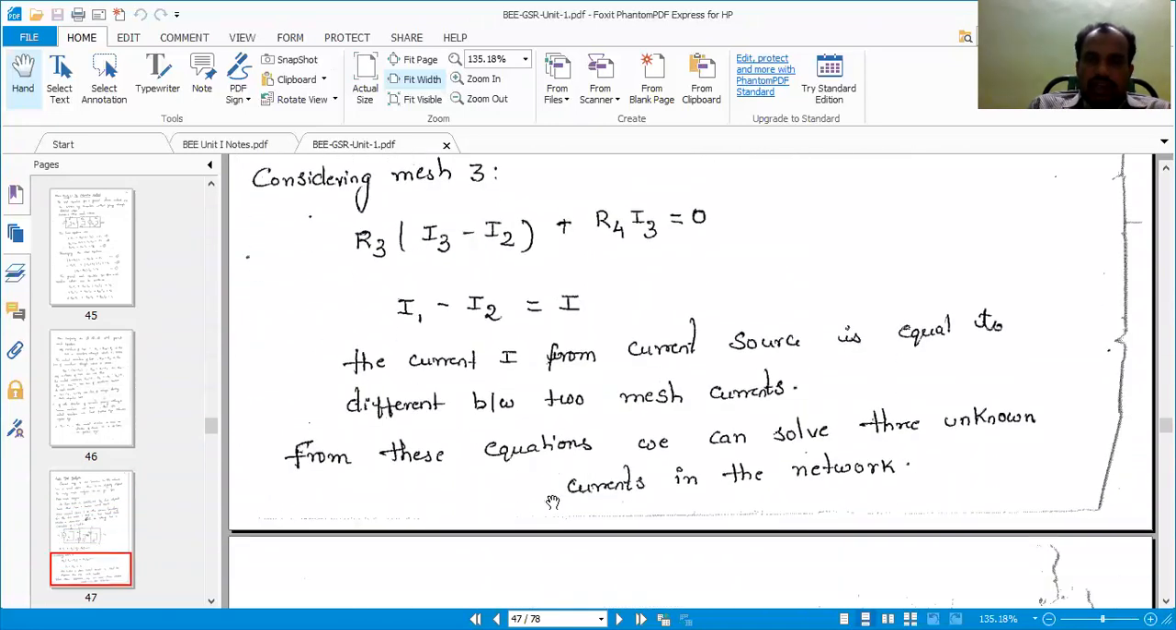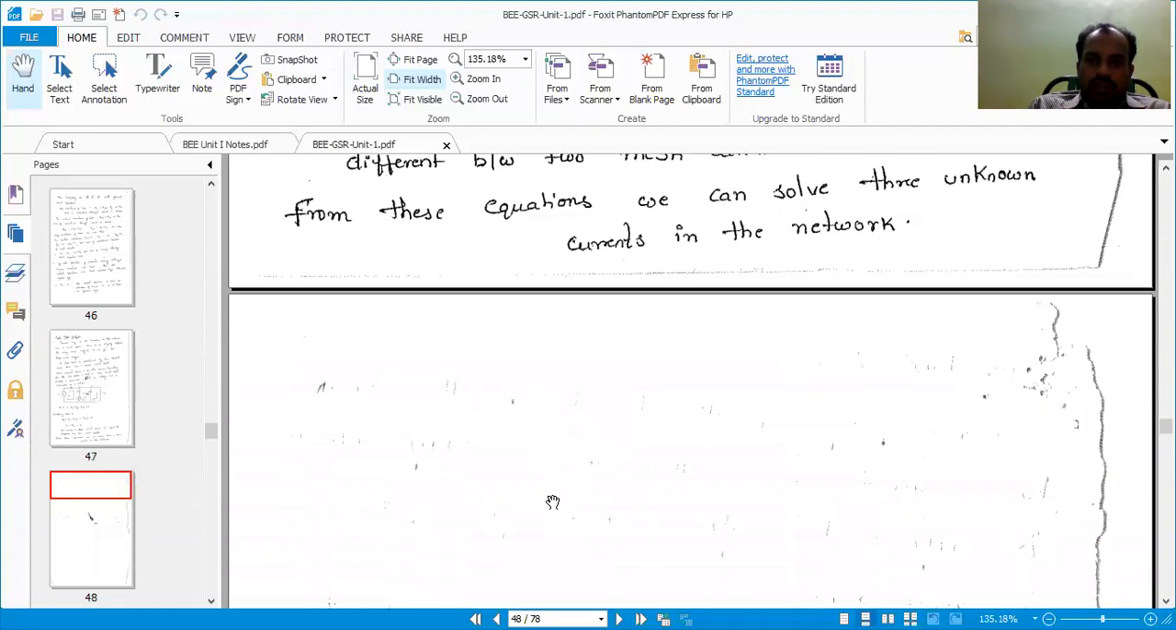The current I from the current source is equal to the difference between the two mesh currents. From the mesh equations, you can solve the network.